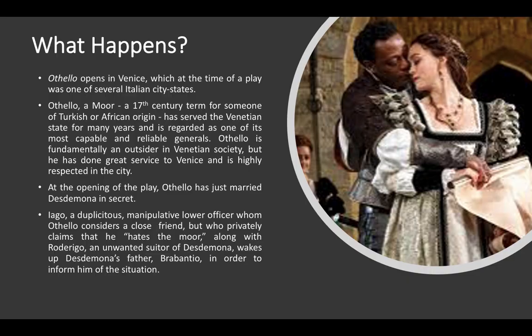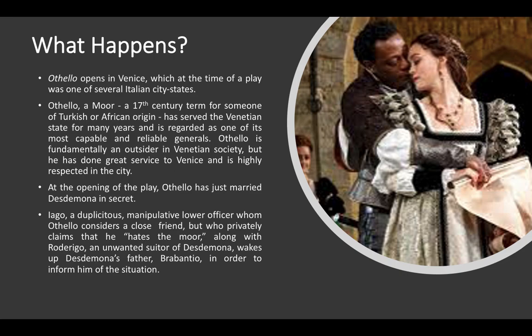So, what happens in the play, first of all? Othello opens in Venice, which at the time of the play was one of several Italian city states, so it's not a country. Italy as a country doesn't exist yet. But you have these very powerful city states. So Venice and Florence would be 2 examples. And Othello is a Moor, which is a 17th century term for someone of Turkish or African origin. And although he does not come from Venice, he has served the Venetian state very well for many years and is one of its most reliable generals.